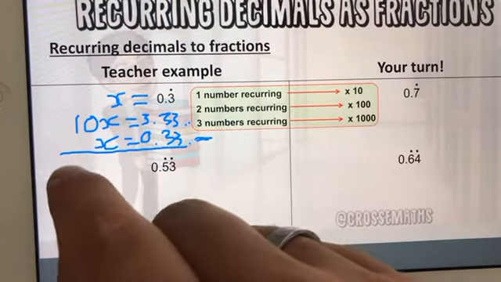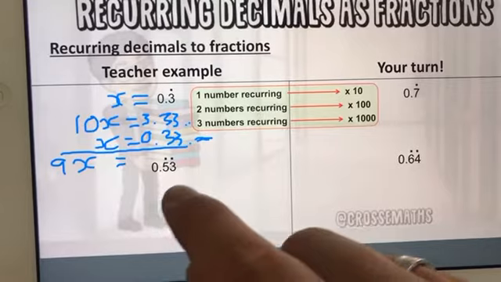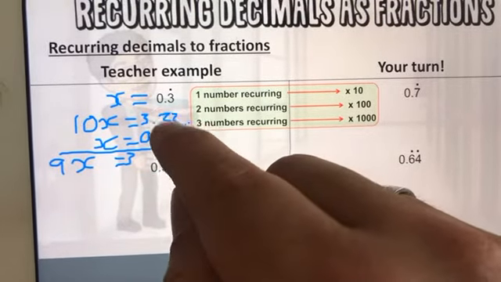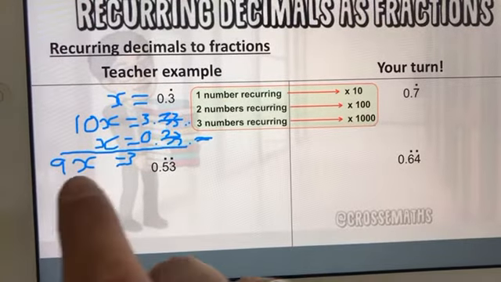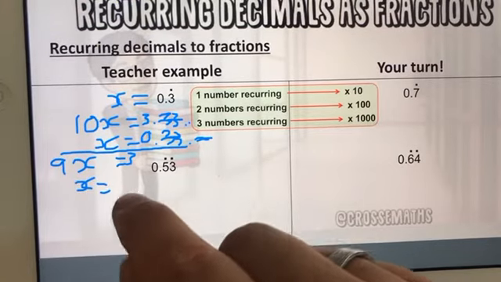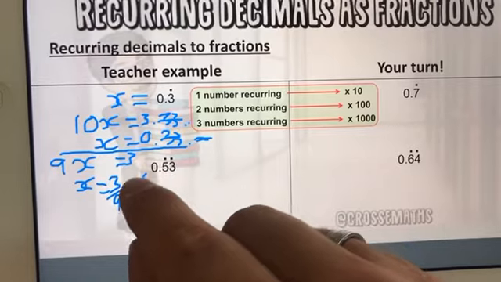10x take away x equals 9x. 3 take away 0 is 3. If you take away these bits from each other, because they're matching, they just cancel each other out. 9x equals 3. That means x equals 3 over 9. Or if you simplify that, you get 1 over 3 as an answer.